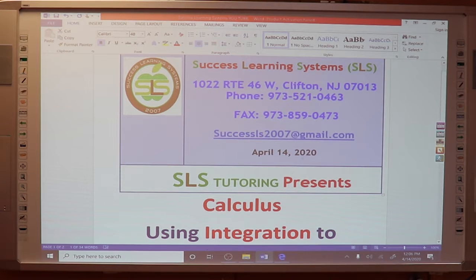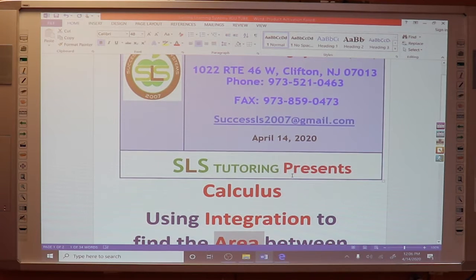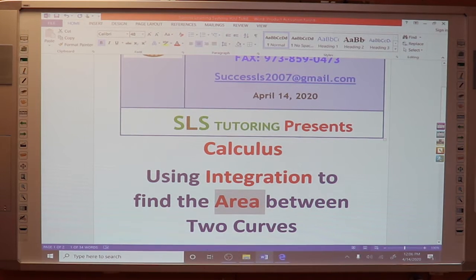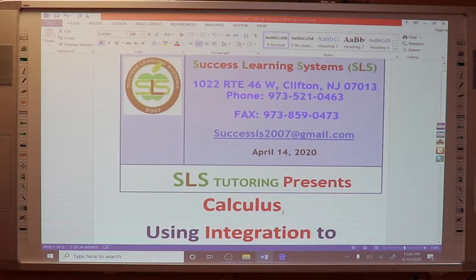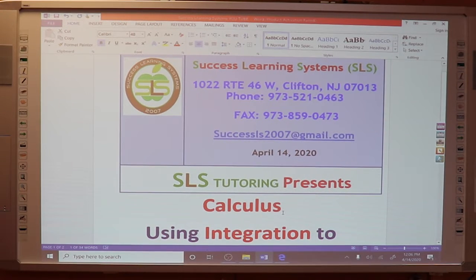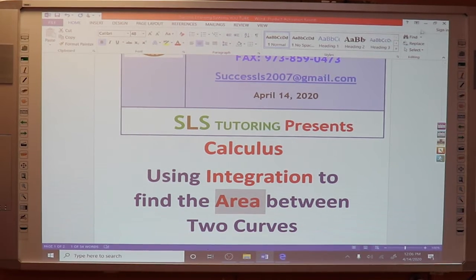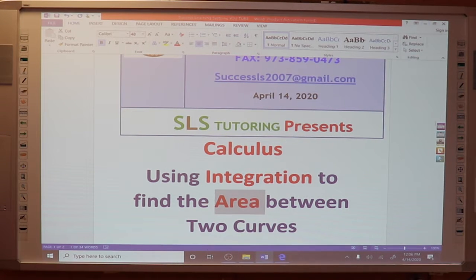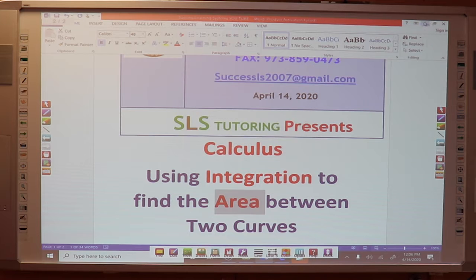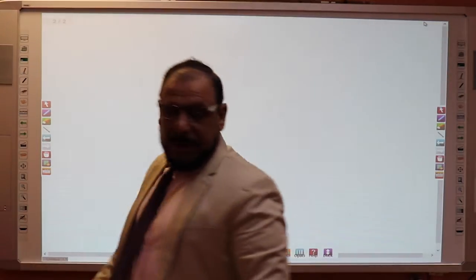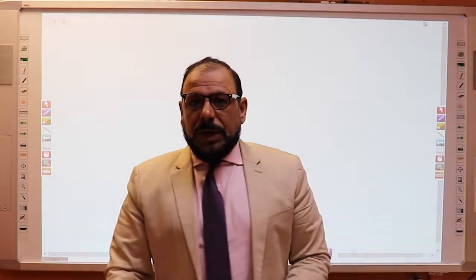Today our class will be about calculus. We're going to focus on one concept today in calculus, which is using integration to find the area between two curves. Let us start doing these problems. Then our topic is to find the area between two curves.